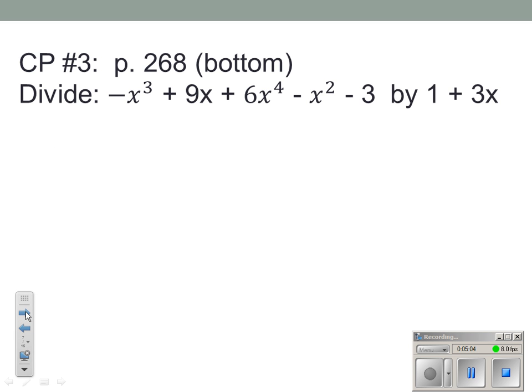Take a look with me at checkpoint problem number 3 at the bottom of page 268. We're going to divide negative x cubed plus 9x plus 6x to the fourth minus x squared minus 3 by 1 plus 3x. But notice with this problem, first of all, it is not already written in descending order. You want to change that. So when you set up your division, have your dividend in descending order.